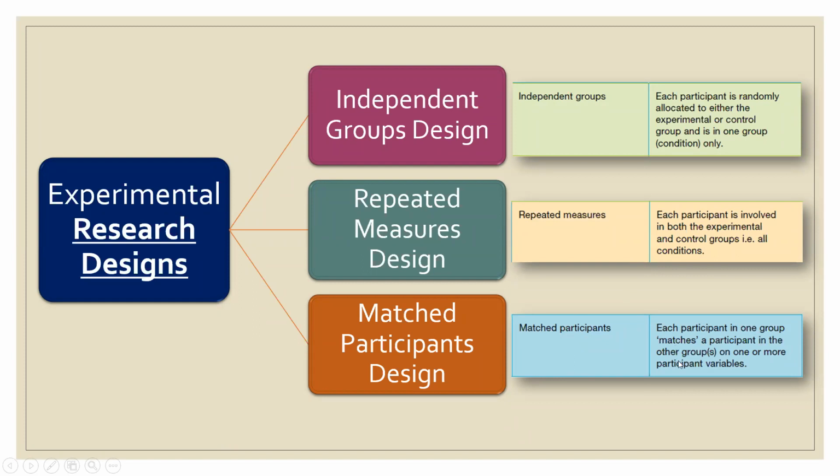Matched participants is when we match participants based on a variable. So if we're looking at driving ability, we look for, you know, person A has driven for 25 years. We look for another person in our sample or population who has also driven for 25 years. So then driving ability doesn't give anyone an unfair advantage or disadvantage in that study. Okay, we'll go through these in a little bit more depth now.